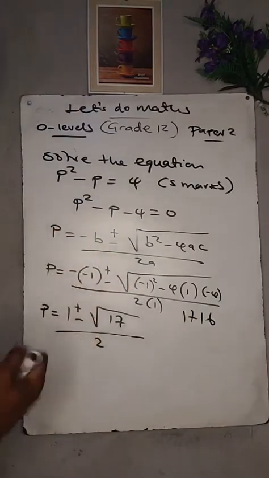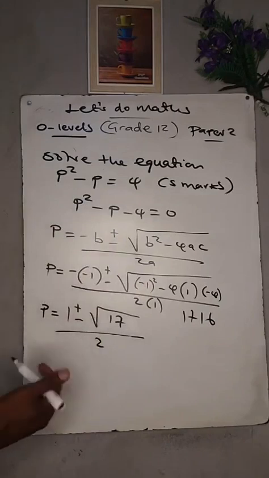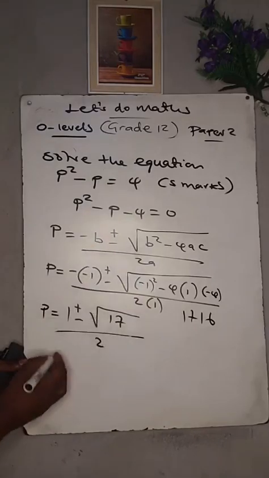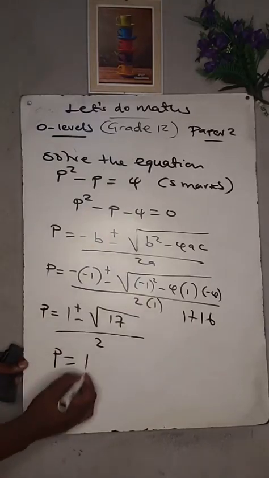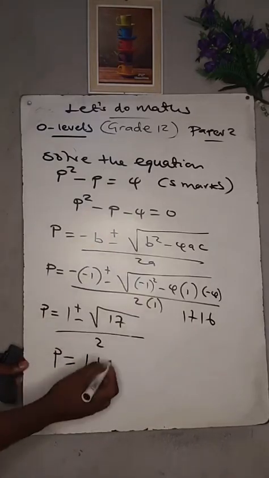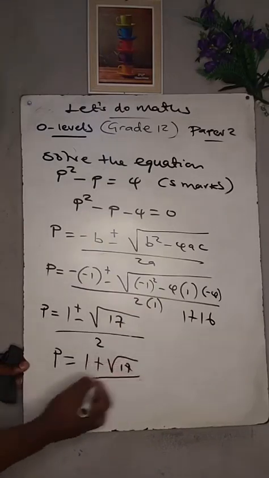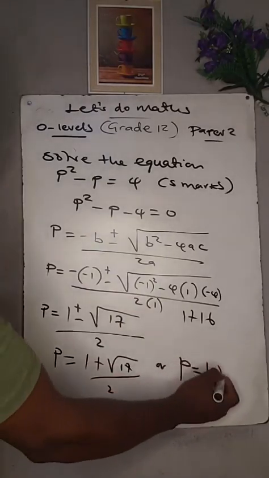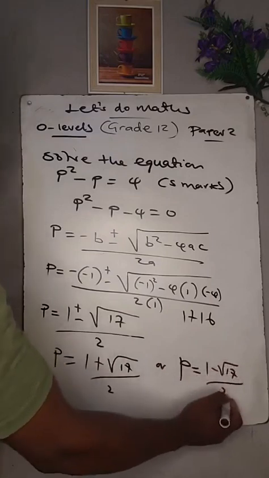two values of p in this case. So we're going to break this into two parts. So p is equal to 1, then we start with the positive sign, root 17 over 2. Then we say, or p is equal to 1 minus root 17 over 2.